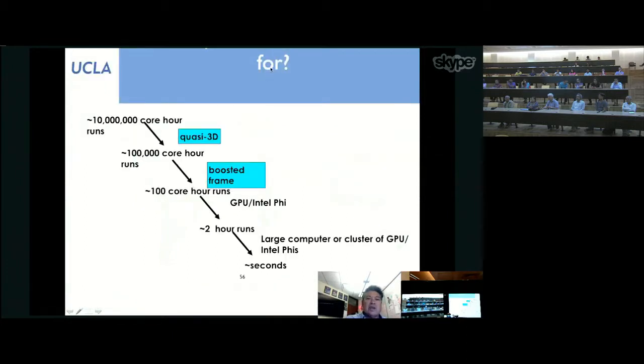This slide did not transmit. I just want to point out, and I could talk about it later, that we're thinking about how to reduce a 10 million core hour run.